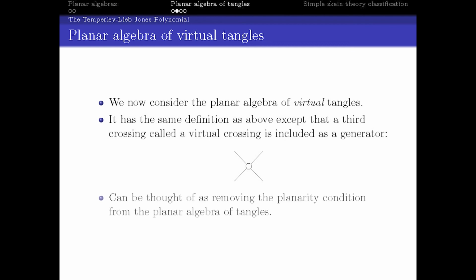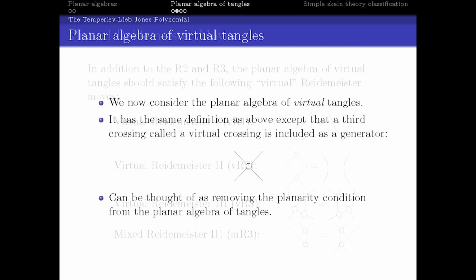And from my perspective, I know there are a lot of different ways that you all think about virtual knots, but I like to think of it as just removing the planarity condition on the crossing. So now, if two strings want to cross each other, I just put a virtual crossing there.